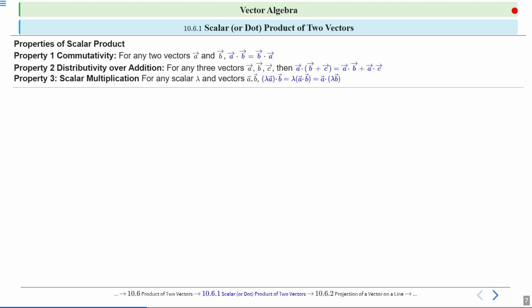Okay, so finally we have scalar multiplication. This property involves a scalar, which is just a regular number, and the vectors A vector and B vector. It states that multiplying a vector by a scalar and then taking the dot product with another vector is the same as taking the dot product first and then multiplying by the scalar. In equation form, lambda times A vector dot B vector will be equal to lambda (A vector dot B vector), and it is equal to A vector dot lambda B vector. This shows the flexibility of scalar multiplication in vector operations.